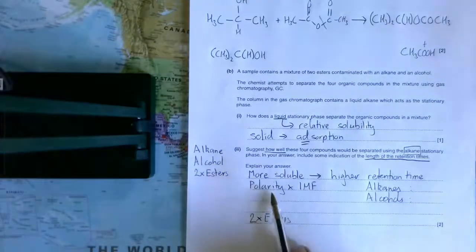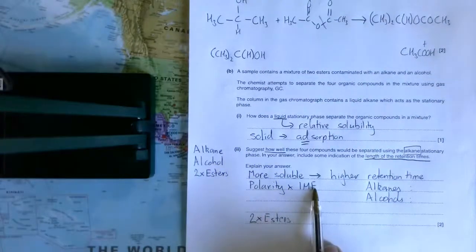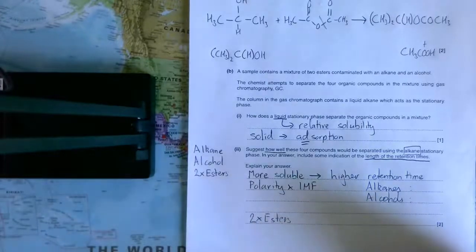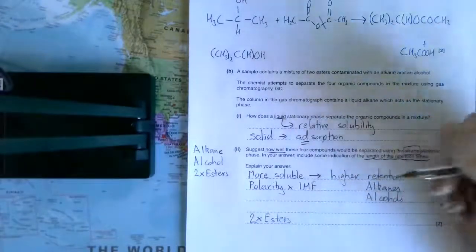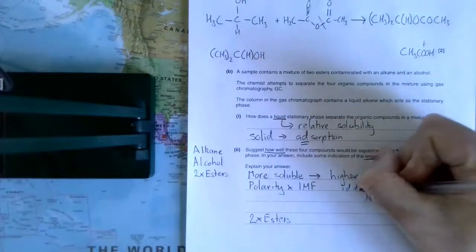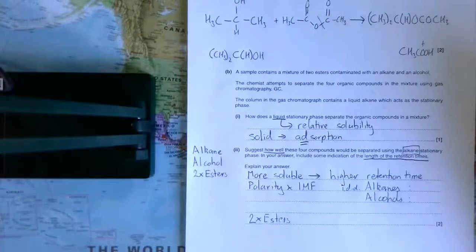So now we're considering polarity and intermolecular forces. The alkanes have the lowest polarity. Their intermolecular forces are induced dipole. Please don't ever write IDD in exams.